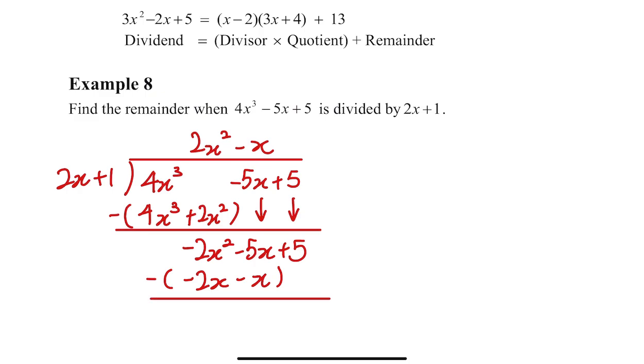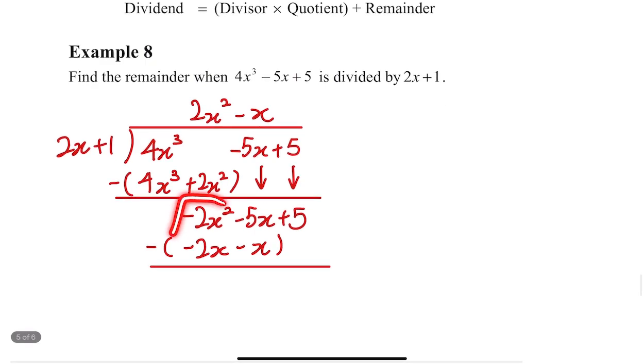Okay, I'm left with negative 2x squared minus away negative 2x squared. I missed out x squared here. Okay, and I'm left with nothing. This thing will cancel out. And negative 5x minus away negative x, which means negative 5x plus x will give me minus 4x. And this 5 I will bring down, plus 5.